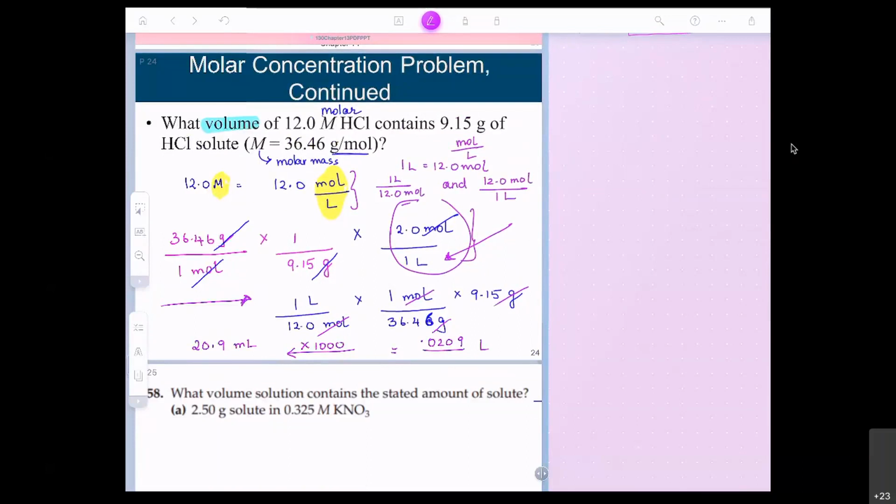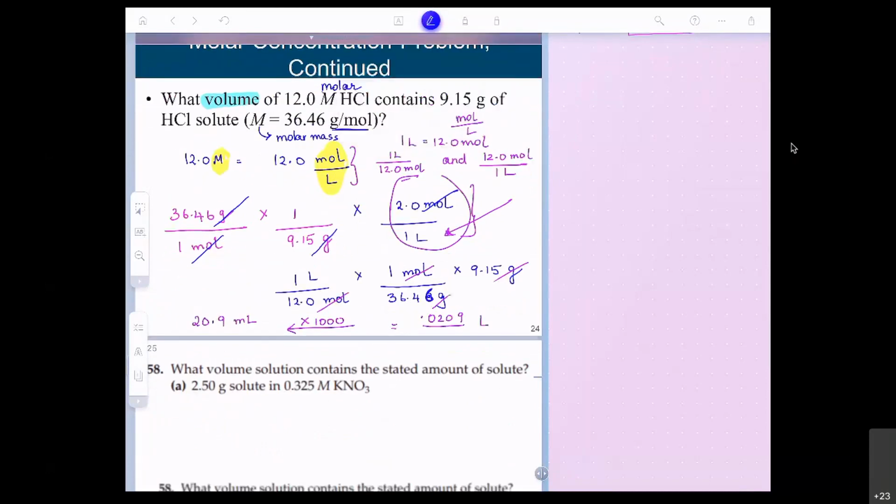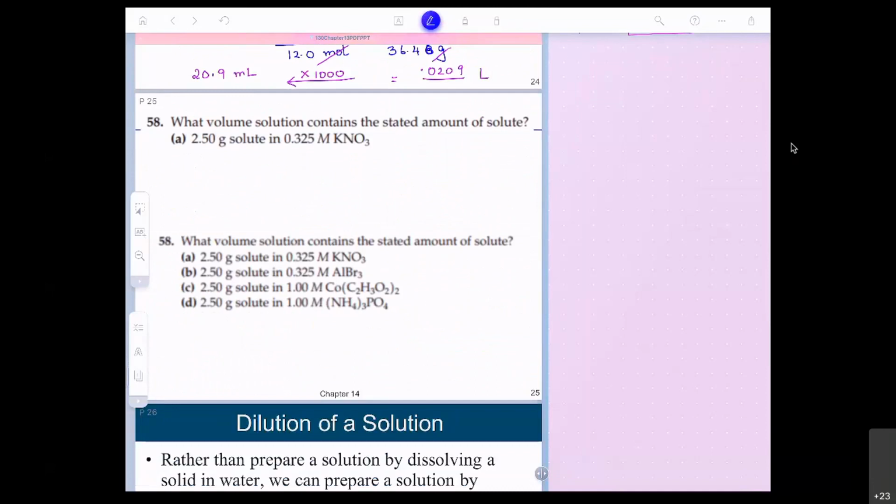Now, as I mentioned, we can either start with 12.0 molar or we can start with 9.15 grams. You can go one way or the other. But before I go to that, any questions with this setup? I do want to do another one, and then I'll give you a chance to do one, okay? Okay, let's try another one because I'm not seeing anything in the chat window. So let's start with this one.